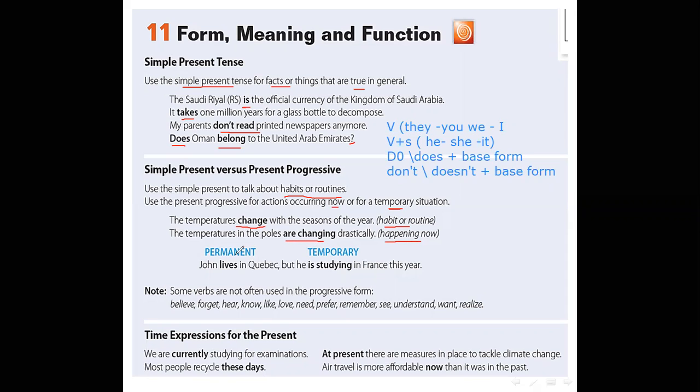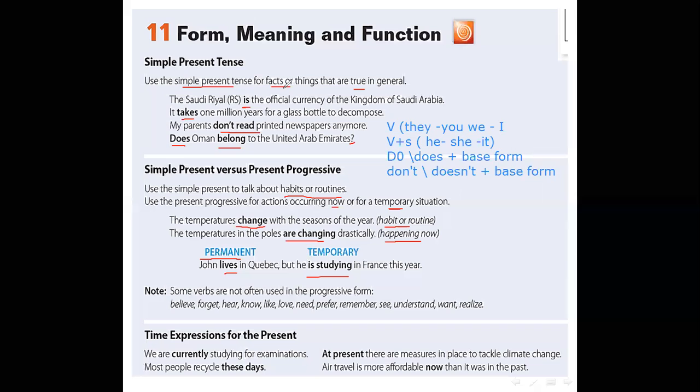Now, another example. John lives in Quebec. It's a city in Canada, but he is studying in France this year. This is a permanent situation, so we use simple present. But this is a temporary situation, so we use present progressive. Do you get it now?